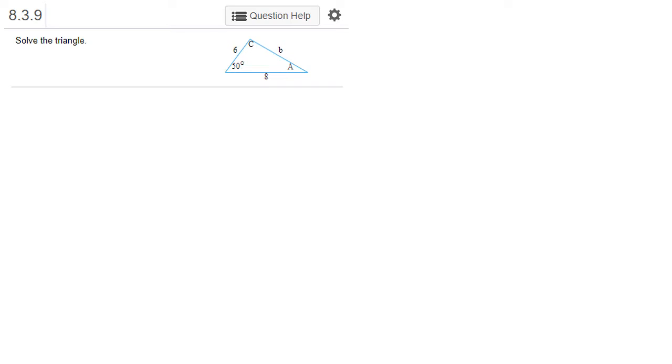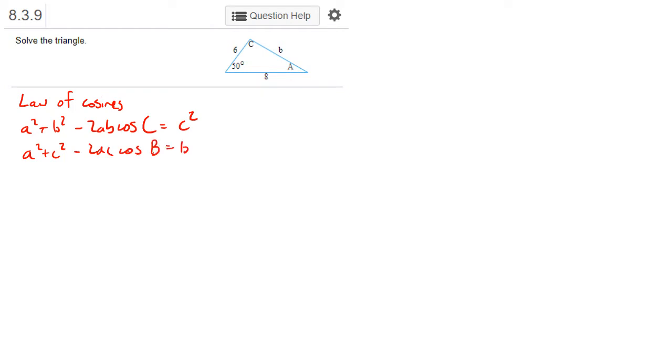The side 6, the angle 50 degrees, and the side 8 are all consecutive. So we have side, angle, side. That is a congruence. SAS is a dead giveaway that we want to use the law of cosines. So the law of cosines comes in three forms. They're all pretty equivalent. If you look them up, you'll get this, or this, or this. And you can use any of them.